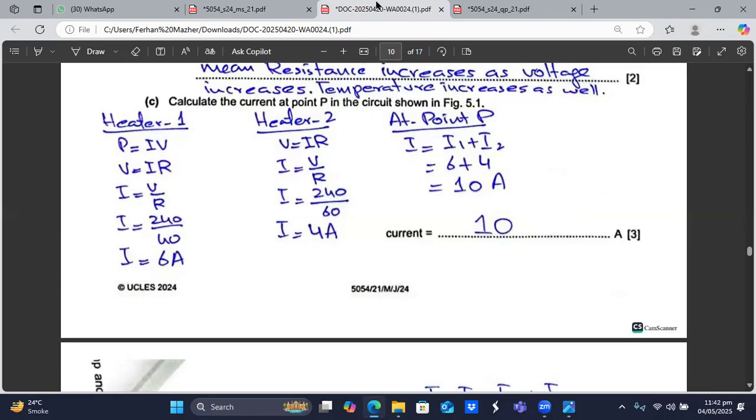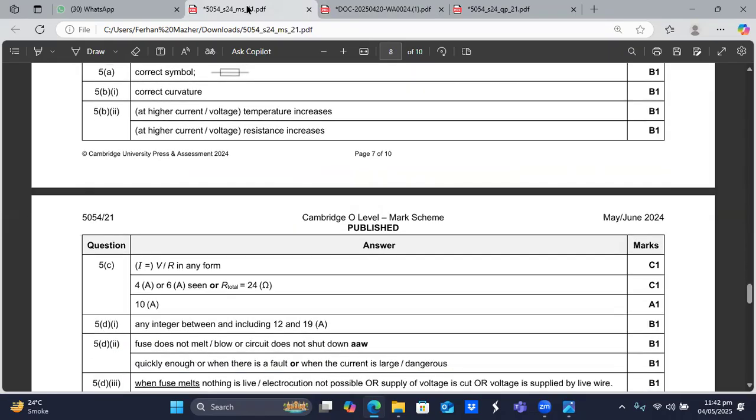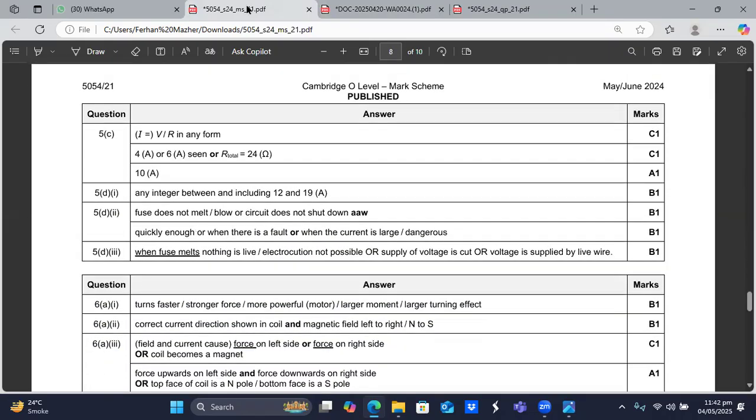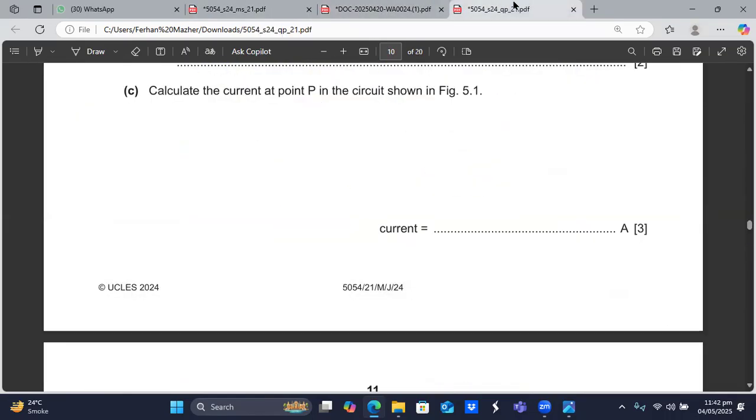So in one heater, the current is 6 ampere. In the other heater, the current is 4 ampere. So the current at the point will be equal to the sum of the current in those two branches. 6 ampere plus 4 ampere, and that will be 10 ampere. So the current at the point will be equal to 10 ampere. And you can look at the marking scheme. Our answer is right. Okay, I hope you understand.